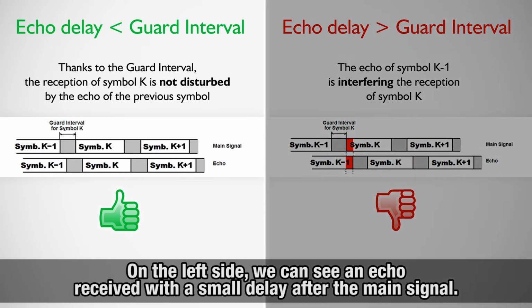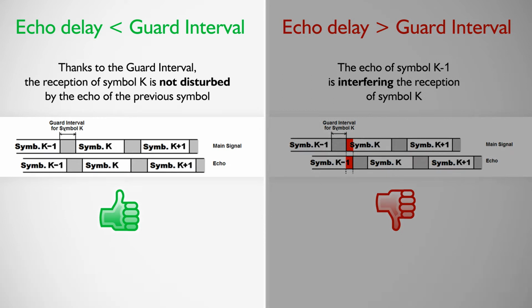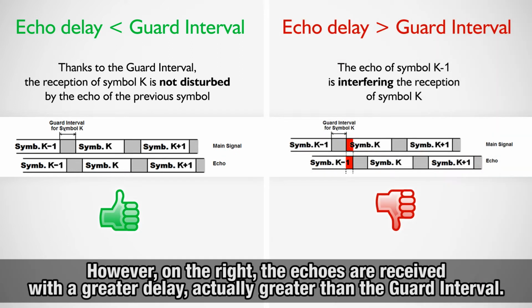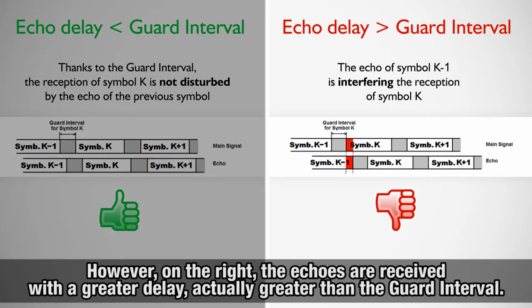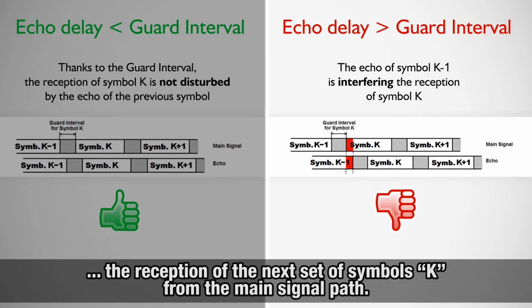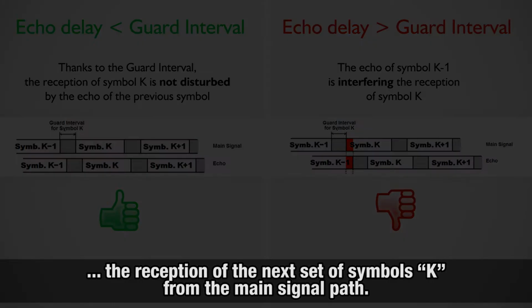On the left side, we can see an echo received with a small delay after the main signal. Thanks to the guard interval, the echo will not affect severely the reception of the set of symbols from the main signal. However, on the right, the echoes are received with a greater delay, actually greater than the guard interval, and therefore the reception of a specific set of symbols k-1 will severely interfere with the reception of the next set of symbols k from the main signal path.